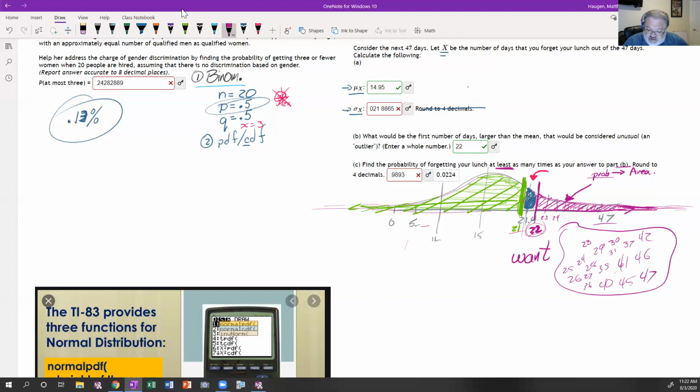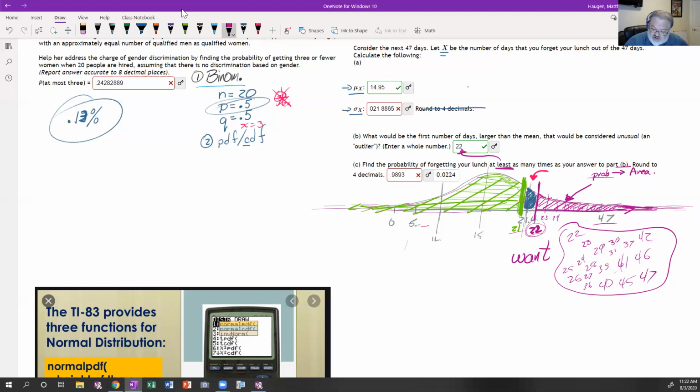At least 22, right? So we want the smallest number in the bag we end up with to be that 22. Fair? This bag contains every number that is at least 22. Fair?